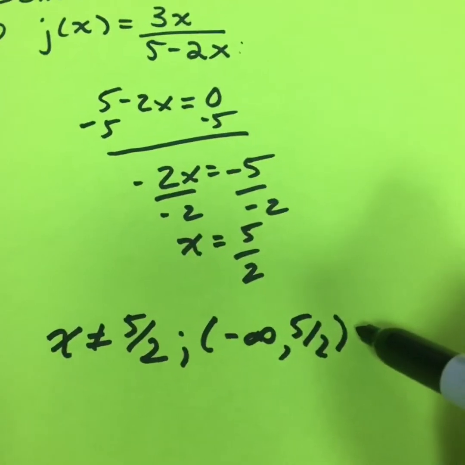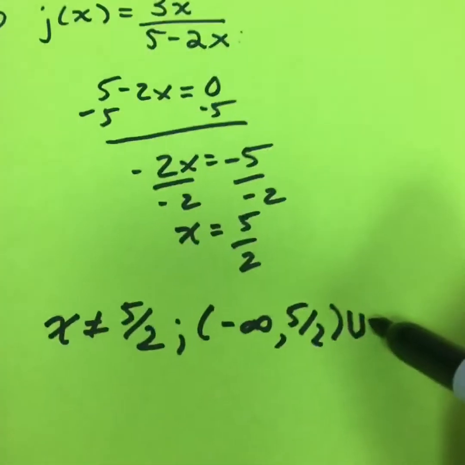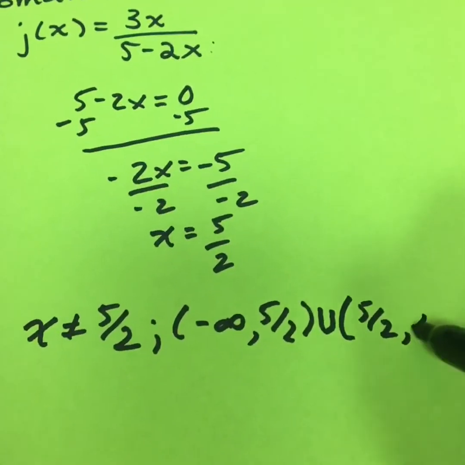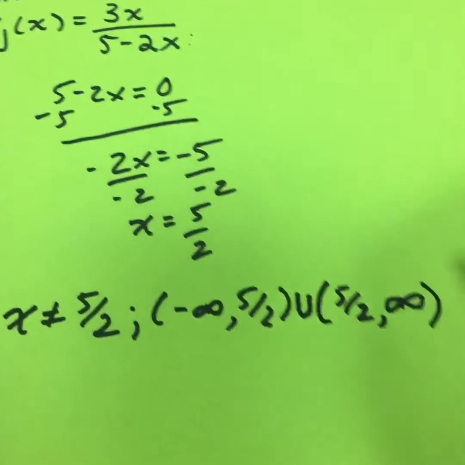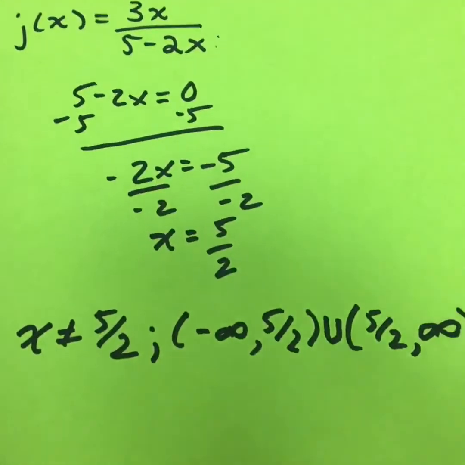So we're going to go from negative infinity to 5/2, and we're going to leave that open parenthesis over there, because remember, we can't equal it. And then we're going to go from 5/2 to positive infinity, again leaving that 5/2 open. So this is a number line with a hole at 5/2.